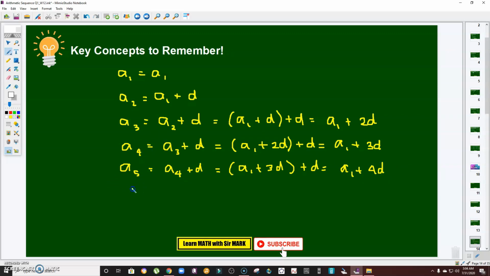Therefore, if I'm after the nth term, that's simply the first term, a sub 1, plus, look at what I did here, you just subtracted 1, right? Meaning to say, if it's n, the coefficient of d should be n minus 1 times d. See that? So actually, this is the formula in finding the nth term of an arithmetic sequence. Like I said in the previous slide, a sub 1 is the first term, while d is the common difference. So, let's have an example.